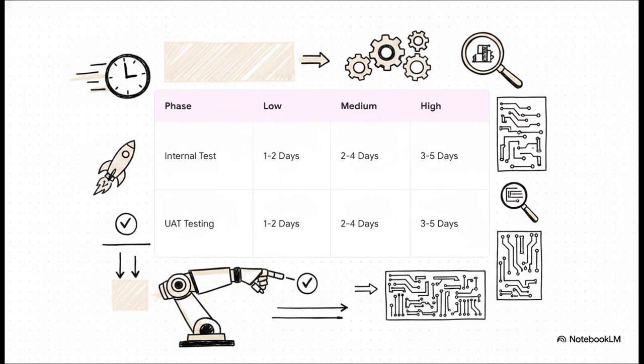So how long does all this testing actually take? Well, timelines scale dynamically based on process complexity. For a low-complexity process, internal testing and user acceptance testing, or UAT, might only take 1 to 2 days each. But look over at the high-complexity column. A highly complex automation requires up to 5 days of intensive internal technical review, and then another 3 to 5 days of UAT with the business user. It really highlights that a proper RPA deployment absolutely does not cut corners on quality assurance.